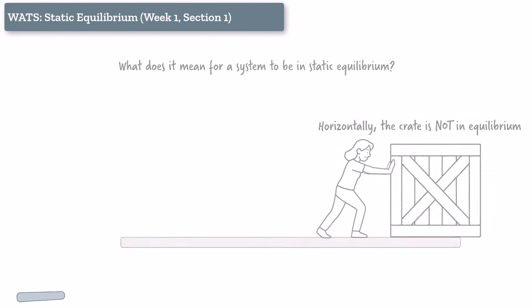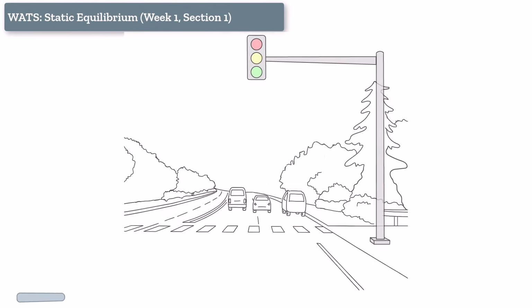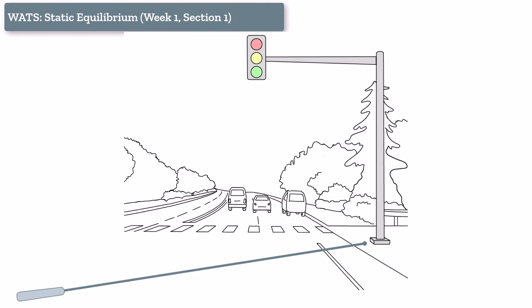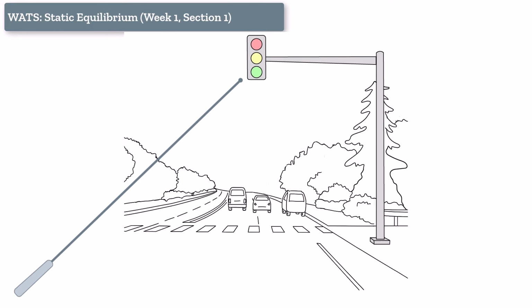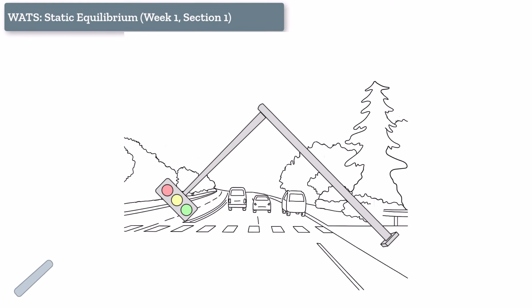Now, let's consider another scenario, a traffic light mounted on a cantilever pole. Imagine a steel cantilever pole fixed firmly in the ground, extending over a road, supporting a traffic light at its free end. The traffic light introduces a downward vertical load due to gravity. Without anything to resist this load, the pole would rotate downward or tip over.